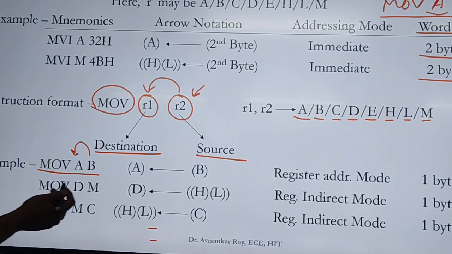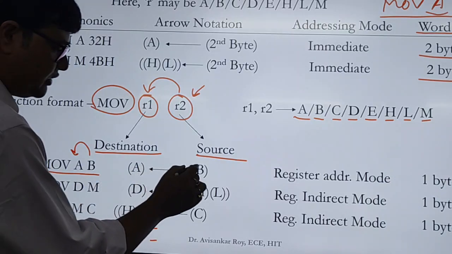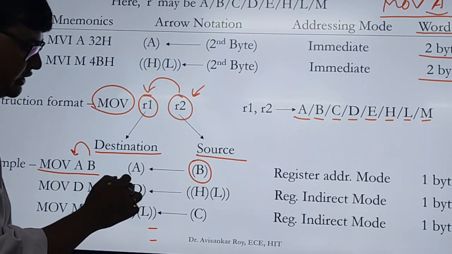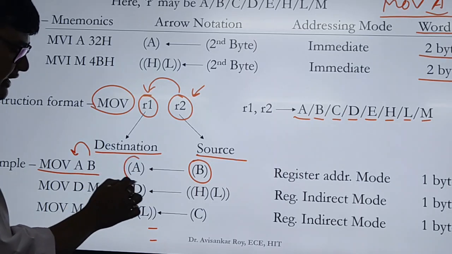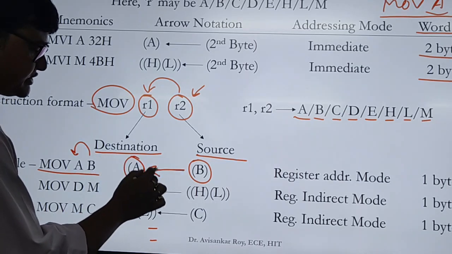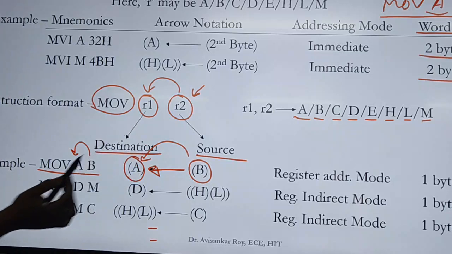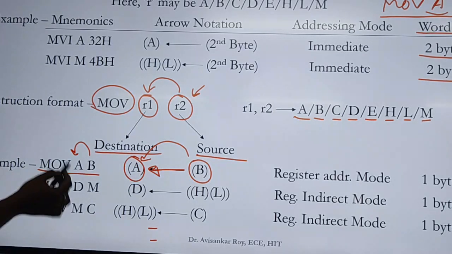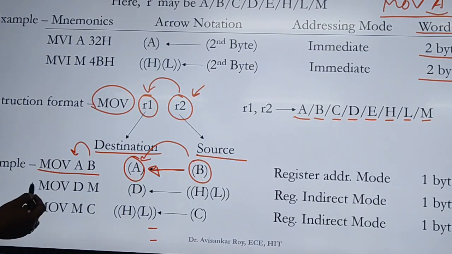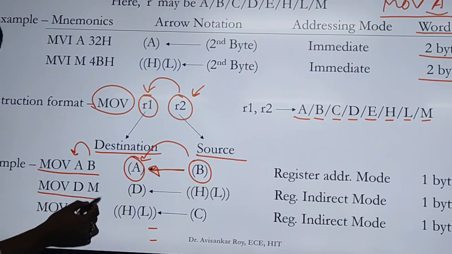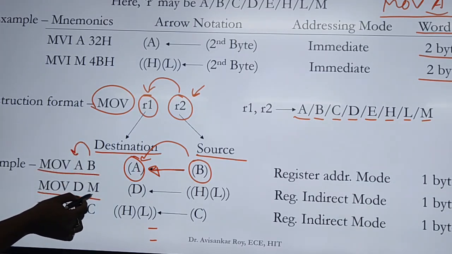Very simple. So we can define it by annotation. We can write down the B within a bracket, that means content of B. Here the accumulator within a bracket, with an arrow in the direction, so content of B will move to the accumulator. Simple. So it defines the register addressing mode. Now MOV D, M. So here the M is a register-like entity.